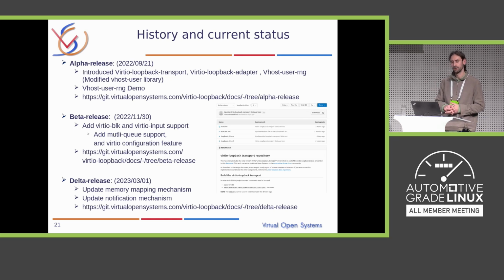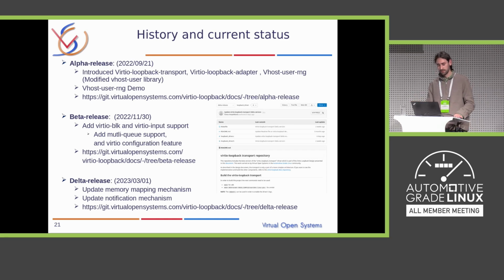Then with the beta version, we tried to add a few more devices which were more important, let's say, the VirtIO block and the VirtIO input, some more automotive related devices. So as a feature in this release, we also needed to add multi-queue support for BLK and input, and the exchange of the configuration of these devices.